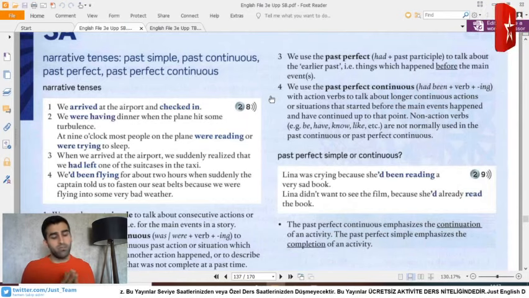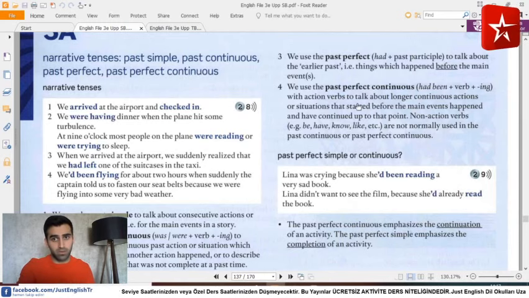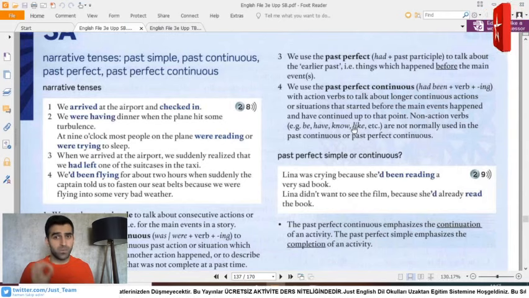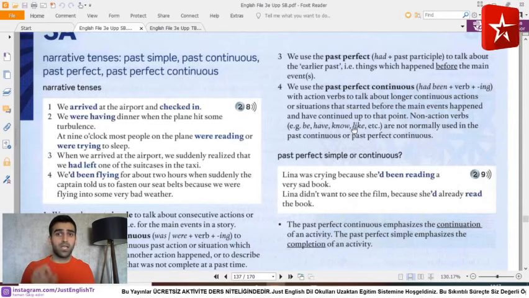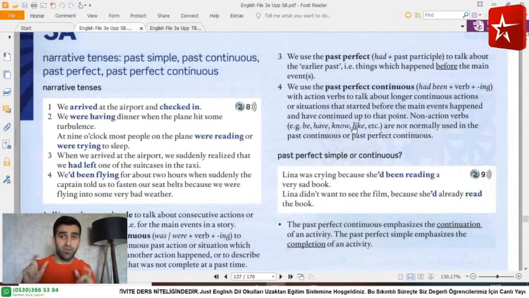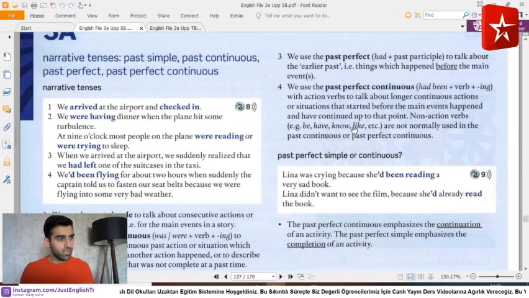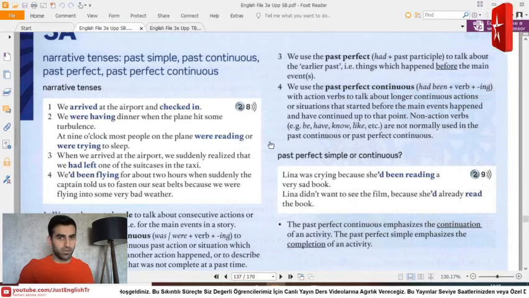So we use past perfect continuous with action verbs to talk about longer continuous actions or situations that started before the main events happened and have continued up to that point. Please keep in your mind: we use past perfect continuous tense to talk about continuous actions or situations that started before the main events happened and have continued up to that point. Non-action verbs, I told you, are not normally used in the past continuous or past perfect continuous.